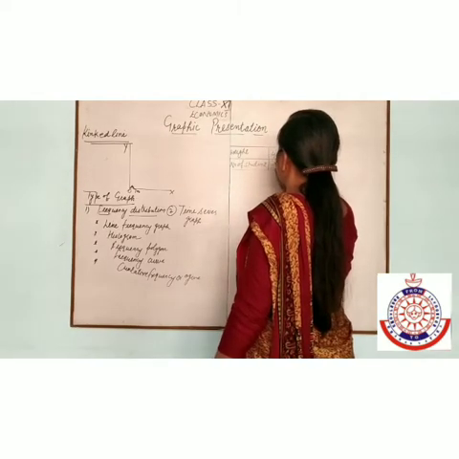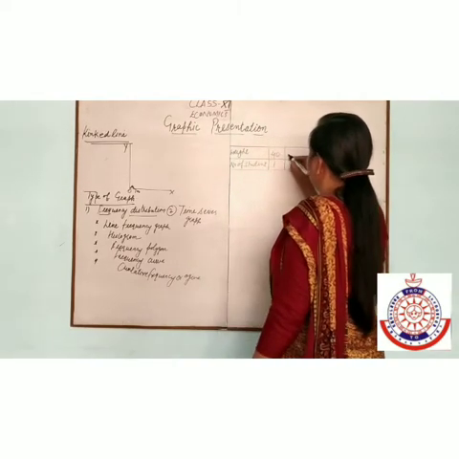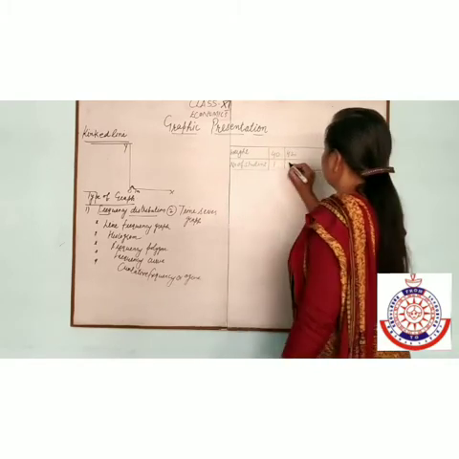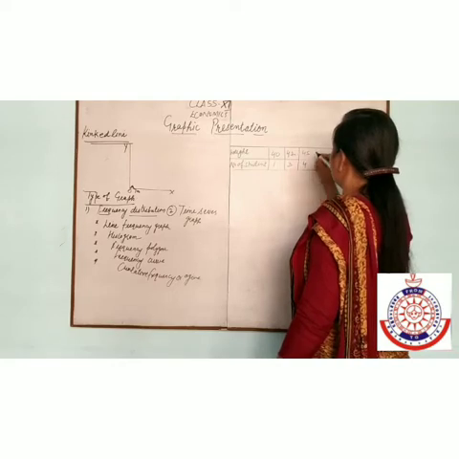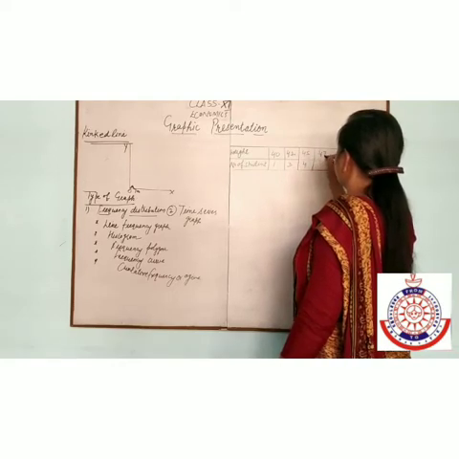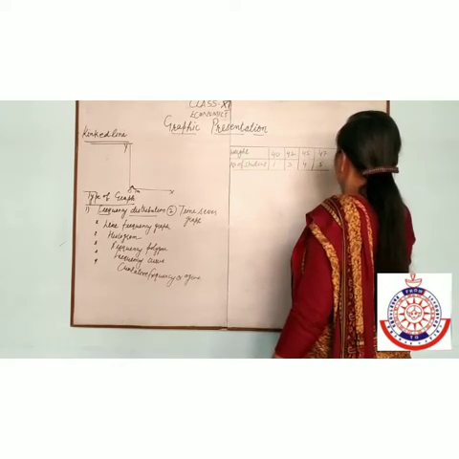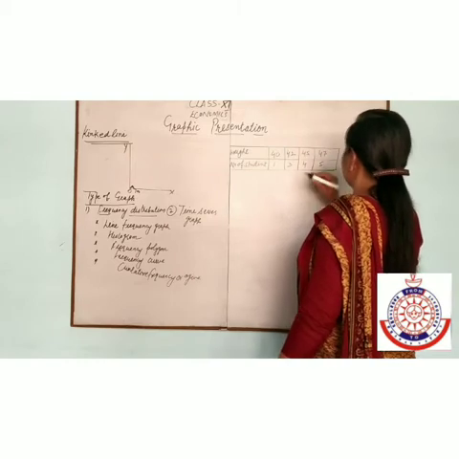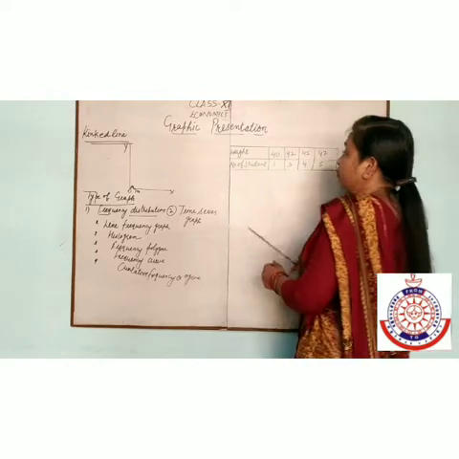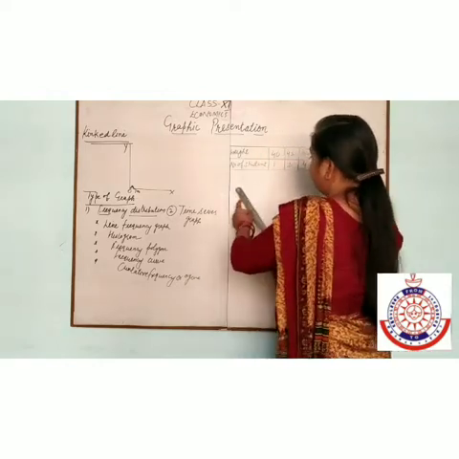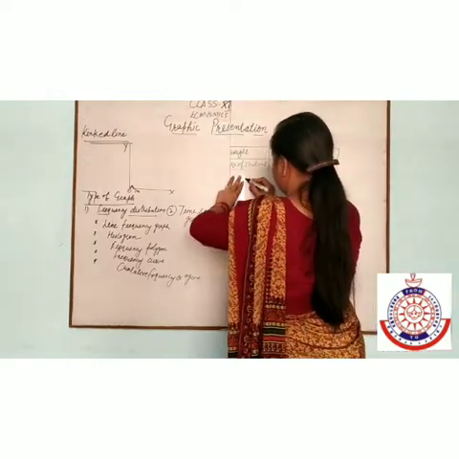Weight is 40, number of students 1. Weight is 42, number of students 3. Weight is 45, number of students 4, weight is 47, number of students is 5. Now we have to draw the line graph. The number of students is a frequency, and weight we have to show on the OX axis.